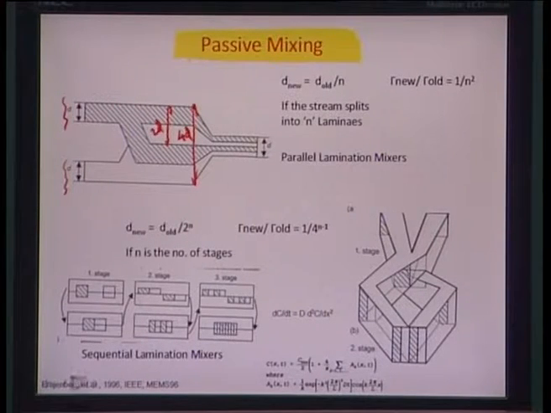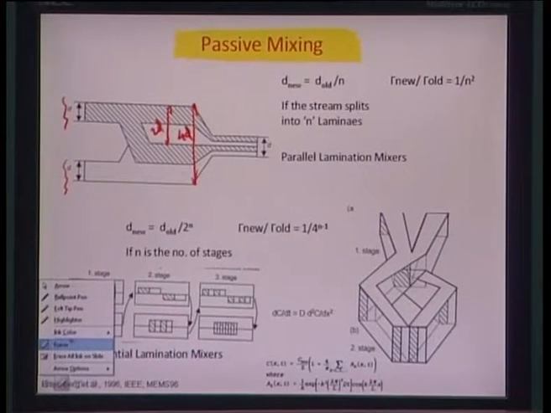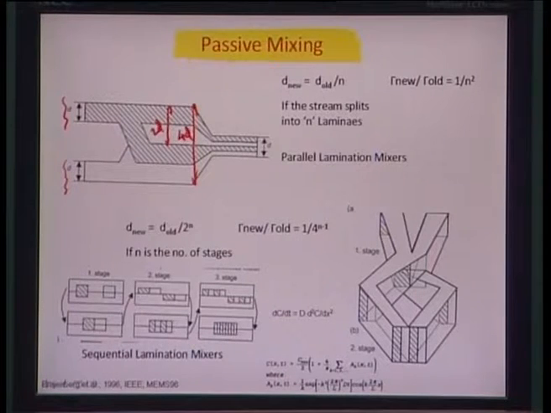Now the length actually changes to d by 2. So from 2d length you are changing to d by 2, all right. And so effectively what is happening? So the diffusion length which was 2d got changed to d by 2, which is actually 1/4 of 2d. So this is 1/4 of 2d.